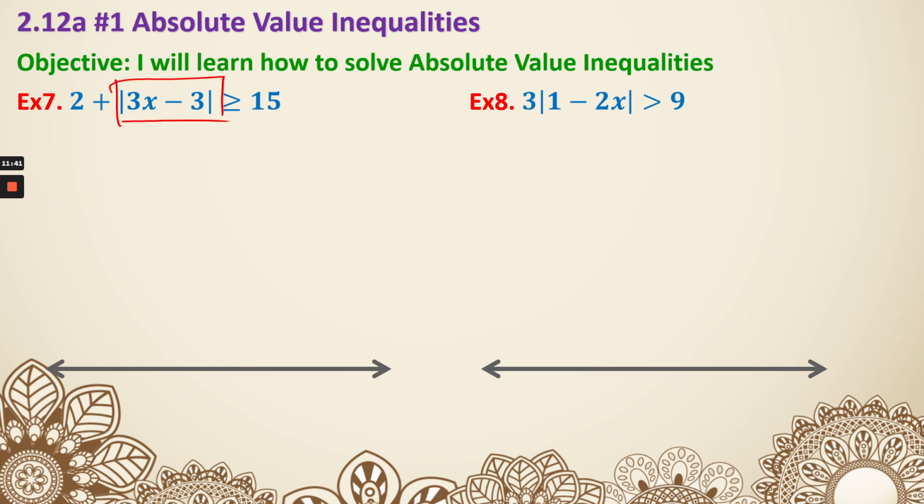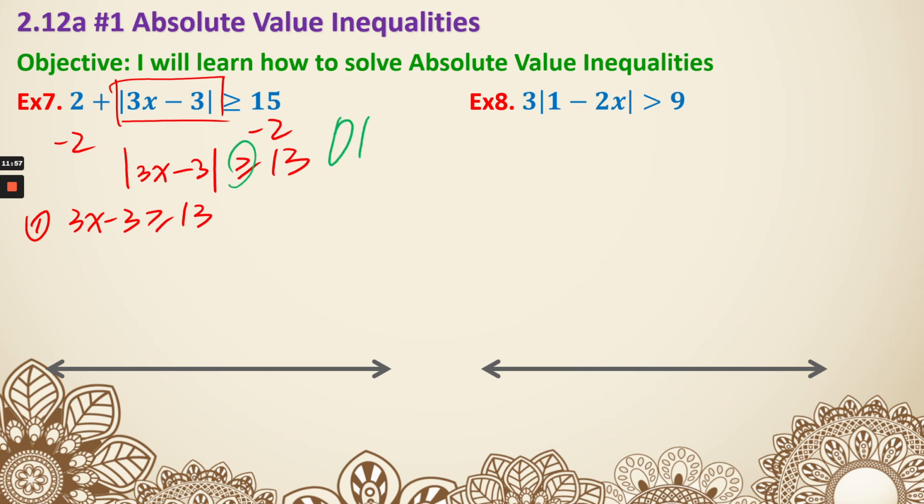It is not isolated, so I'm going to need to subtract 2 on both sides to make it isolated. Then I got 3x minus 3 is greater or equal to 13. Case 1, 3x minus 3 is greater or equal to 13. And since it is greater than or equal to, that means my connection word is going to be or. Now the other case, 3x minus 3 is less than or equal to -13. So 3x is less than or equal to -10 if I add 3 on both sides. So x is less than or equal to -10 over 3.